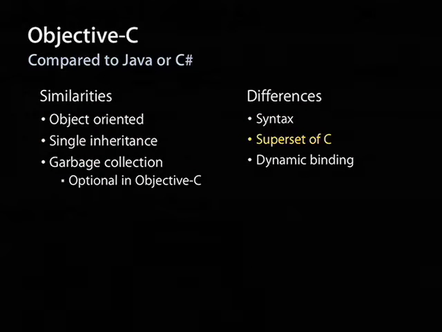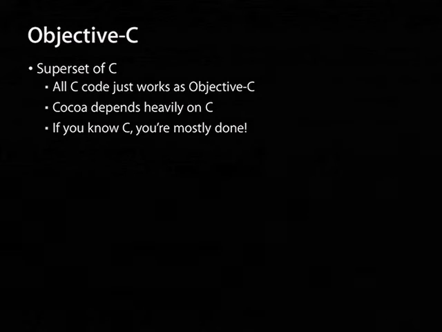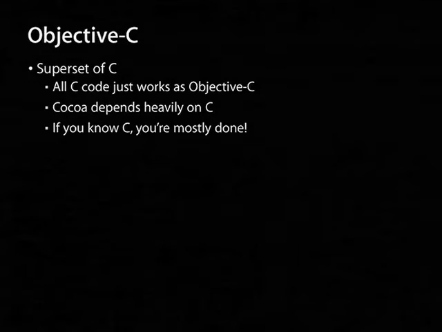So how does Objective-C relate to C? Well, very well, it turns out. The good news is Objective-C is a superset of C, and all C code just works. You don't have to mess with pinvoke or JNI. Even in C++, most C code will work, but you might have to typecast some mallocs or things like that. In Objective-C, it just works. It's a true superset. And in fact, Cocoa depends heavily on C. So if you know C, you're most of the way there towards being able to write in Objective-C.